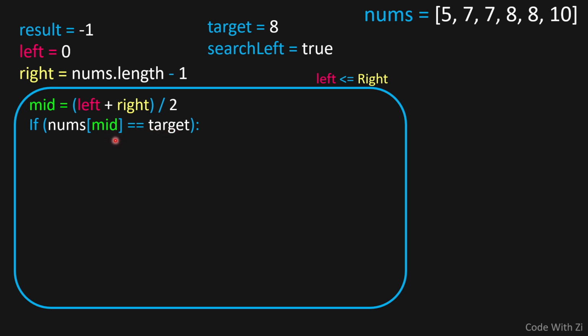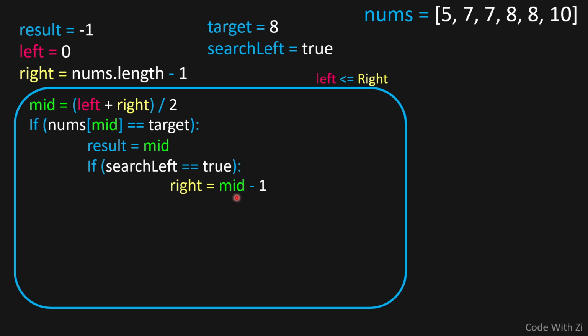So if these two are equal, we're going to say result is equal to mid. So we're going to update this value here, and result is going to be equal to the value of middle. All of this is still normal binary search, right? And then after this, if search left is true, meaning if we're looking for the leftmost answer, right should be equal to mid - 1.